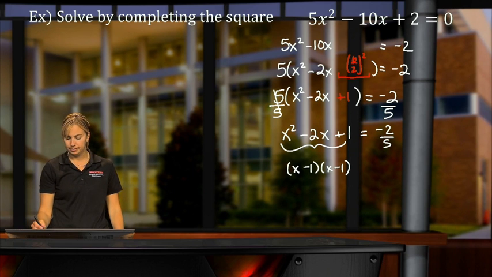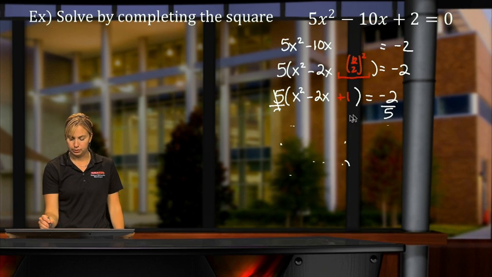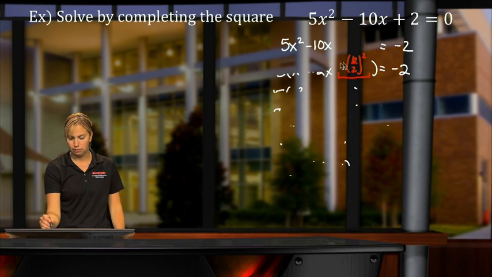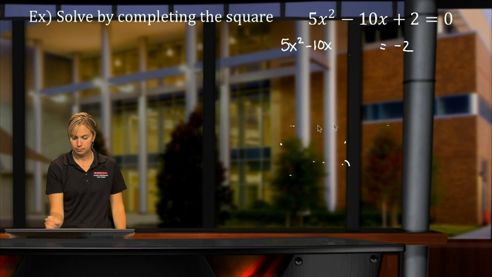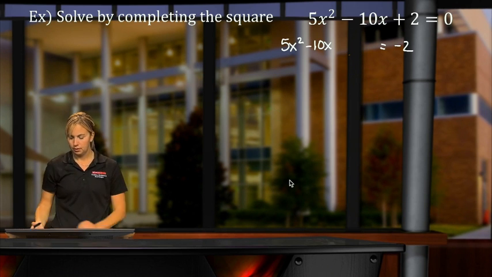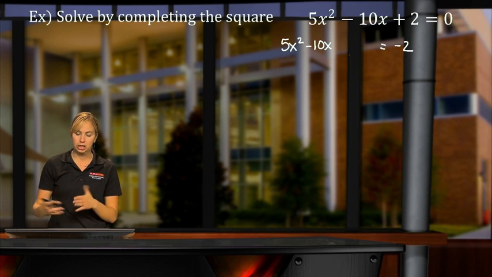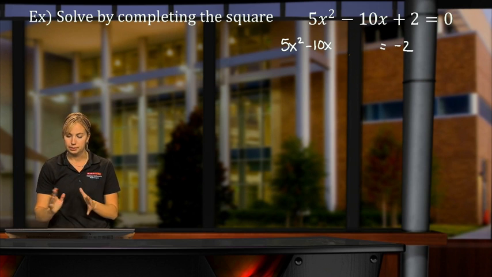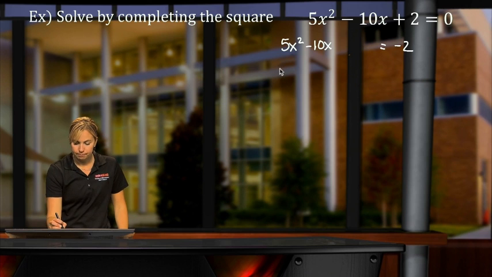I made a mistake, guys. We're going to back up just a few steps. Well, actually, a lot of steps. Here, again, we've moved the constant to the other side. I apologize for that, guys. I forgot to do something, and it's important that we discuss it. We're going to factor out the 5.